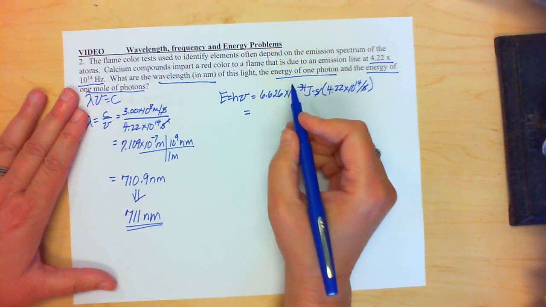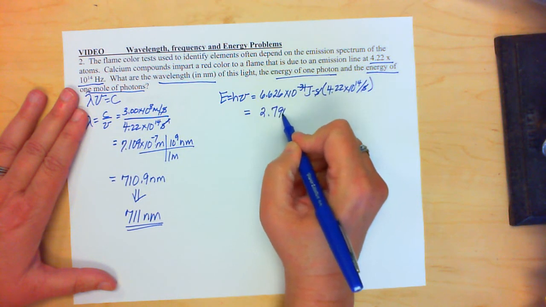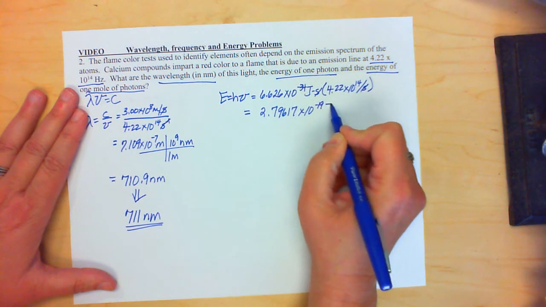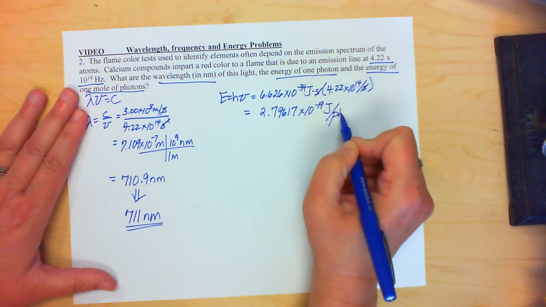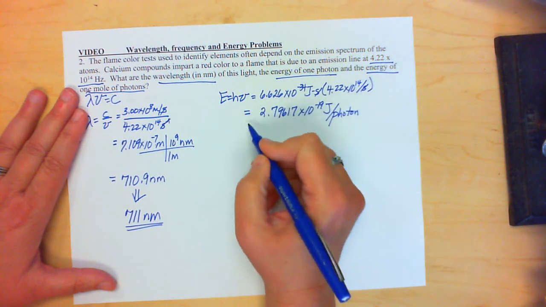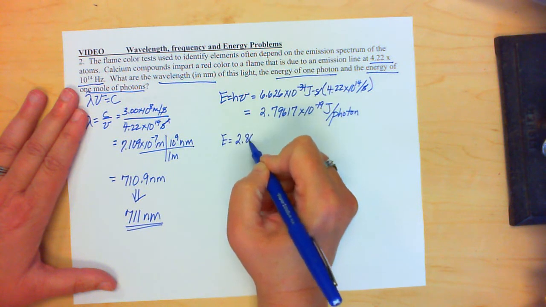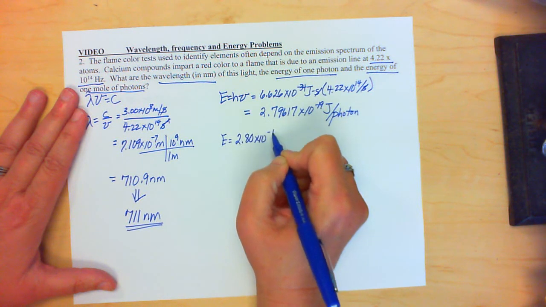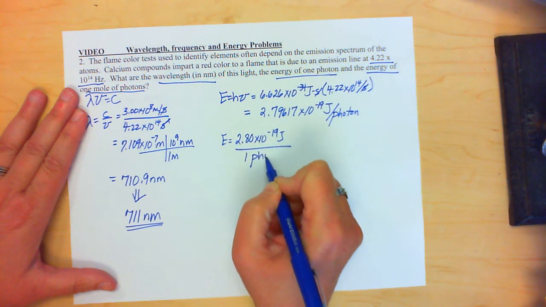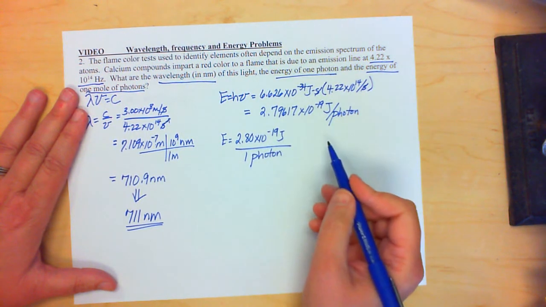So we get 2.79617 times 10 to the -19th joules per 1 photon. Now we're working in 3 significant figures, so the energy of a photon will be 2.80 times 10 to the -19th joules per 1 photon. So this would be my answer there.